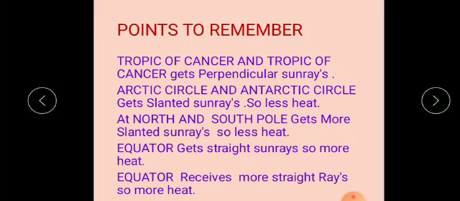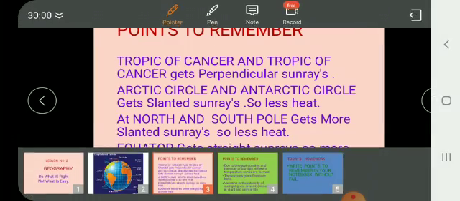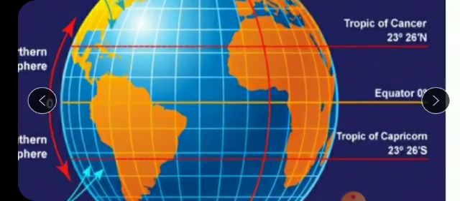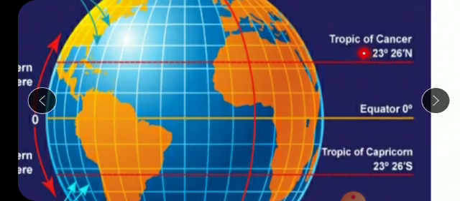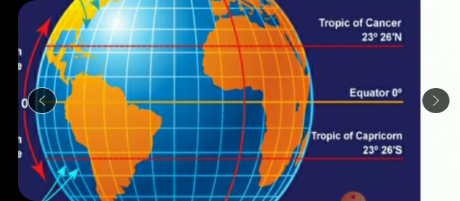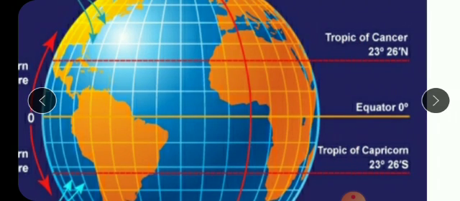Again I will just repeat for one more time. These are the important parallels: Tropic of Cancer, Tropic of Capricorn, slanted sun rays. Slanted in Marathi we say tirpe, isn't it? On the equator, straight sun rays. So straight sun rays means what, children? More heat, more temperature. Here less heat, less sun rays, less temperature, isn't it?